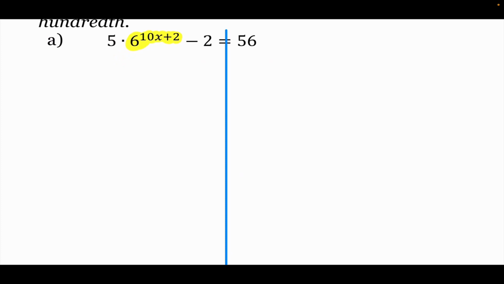Step 1 is get the yellow by itself. Well, right now it's got a 5 times in front, and it's got a -2 after that. Okay? So I got to get rid of those things by using addition, subtraction, multiplication, and division. So first thing we're going to do is the -2. We're going to get rid of that. So we're going to add 2 to both sides.